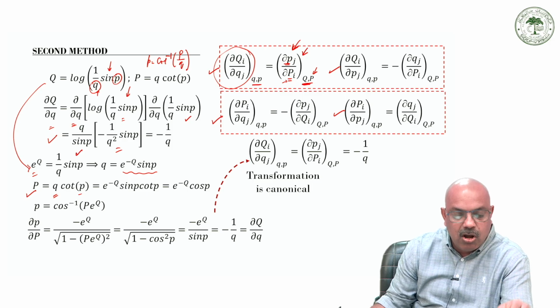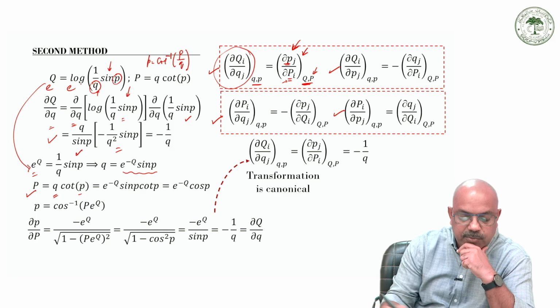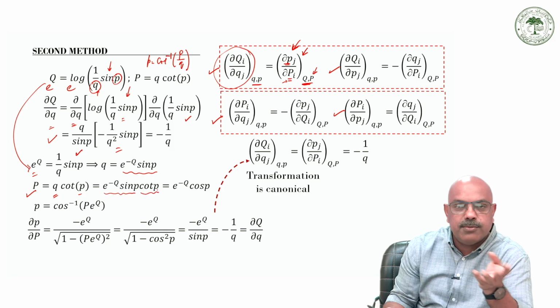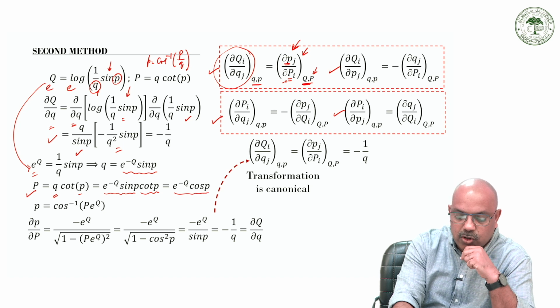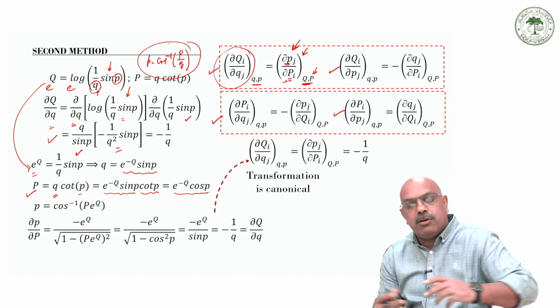If you take the log of an exponential on both sides, you get this thing. So you put q equal to e to the power minus q sin p, and then you have cot p. So life becomes simple. That becomes e to the power minus q cos p. You don't have to do this cot inverse p by q differential.